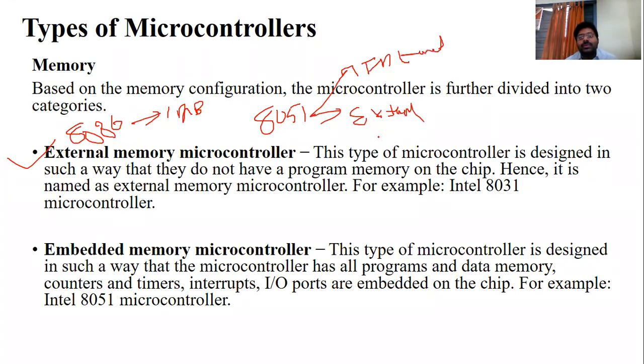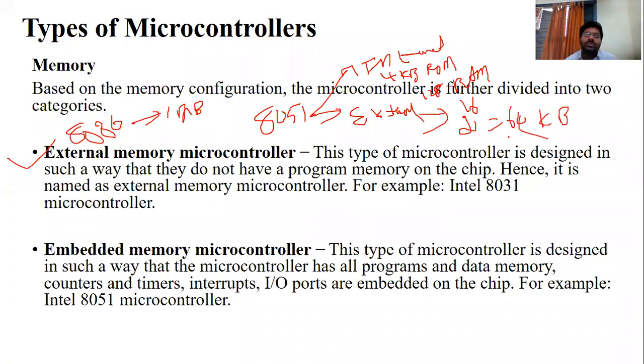Internal memory, external memory. In internal memory, you have the 4KB ROM and 128 bytes RAM. What is the external memory? How much external memory are you going to connect? You can connect 2 power 16, which is 64KB, of external memory if it is necessary.